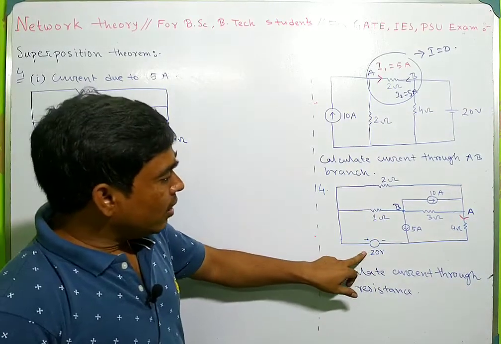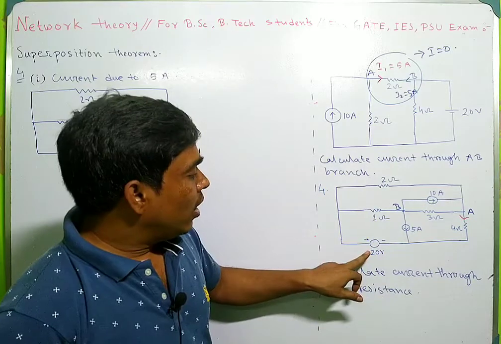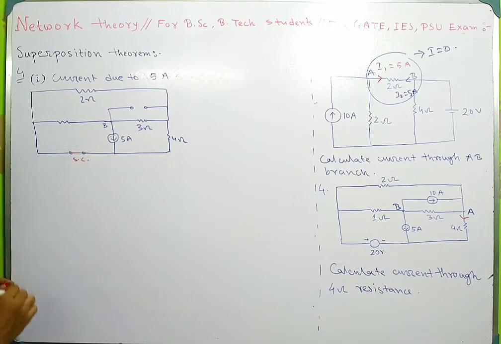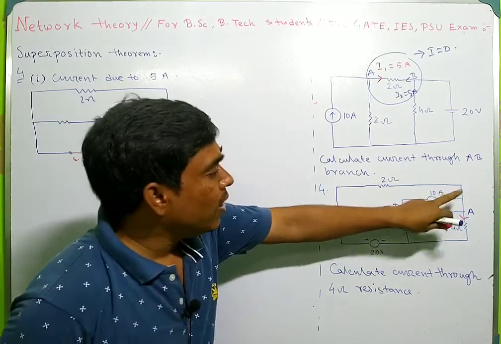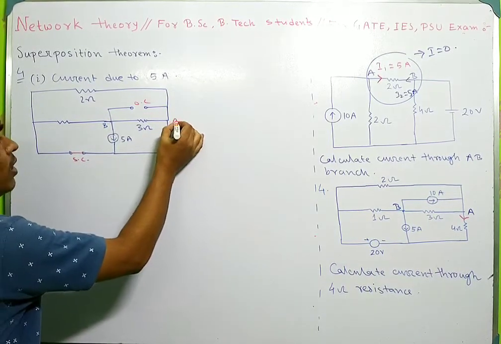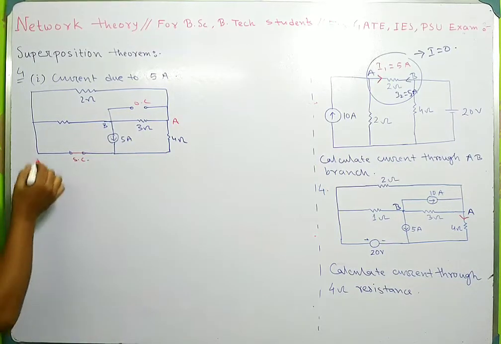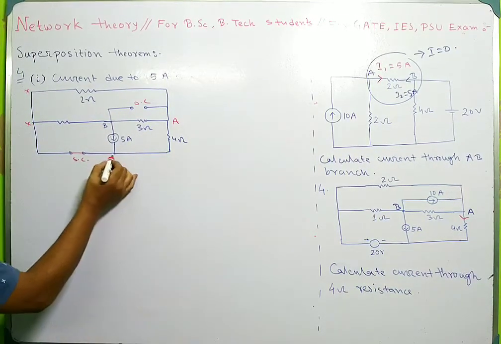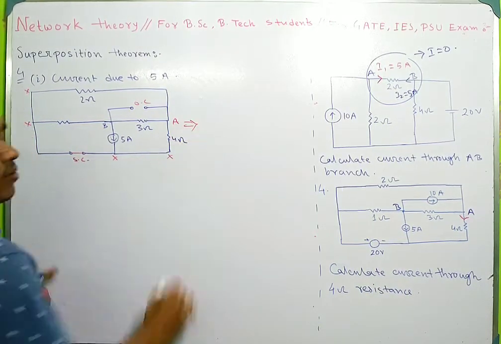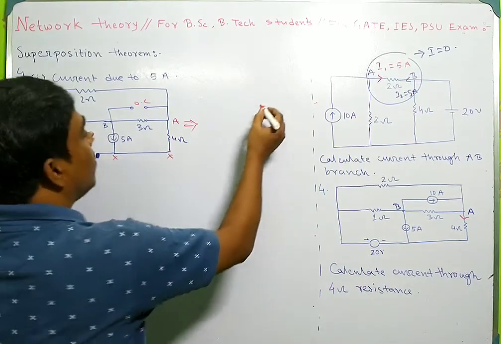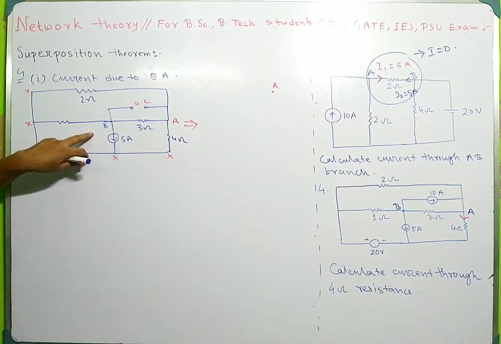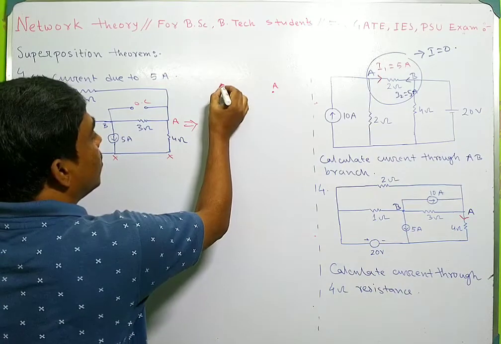So here this 20 volt voltage source must be short circuited, and the 10 ampere current source must be open circuited. This is the A terminal, this is the B terminal. So this terminal, all are same. If I redraw this circuit again, suppose this is the A terminal, and this is the B terminal.